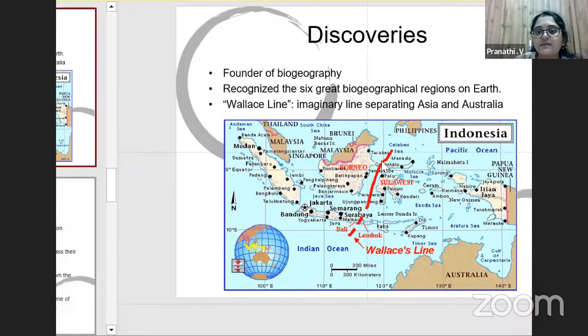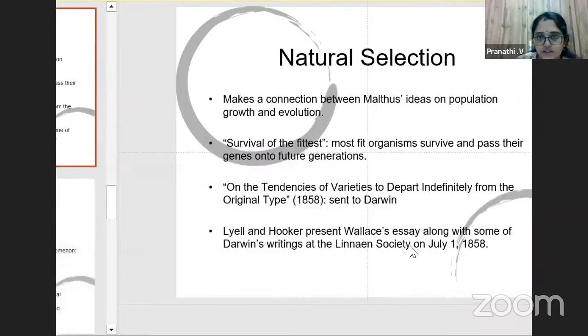But what he had discovered was that he was the founder of biogeography. He had recognized the different biogeographical regions on the earth. So you have a Wallace line, which is an imaginary line separating the Asian and the Australian regions. So this is again based on natural selection over here.